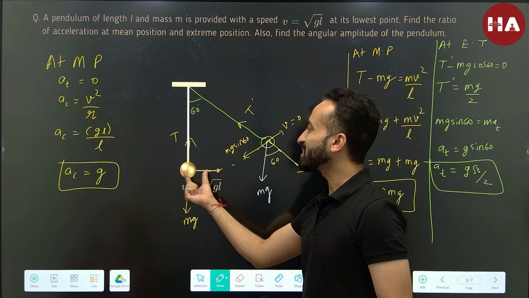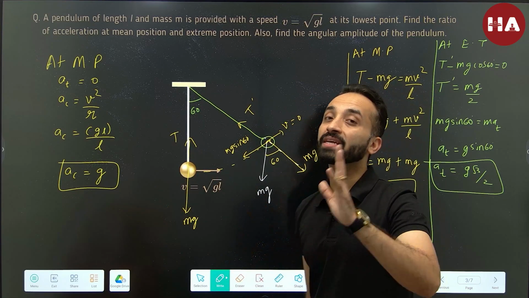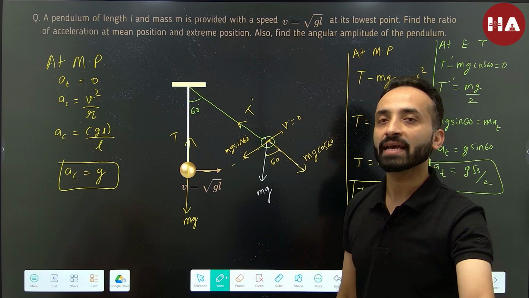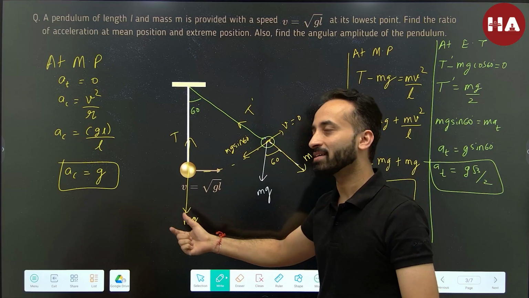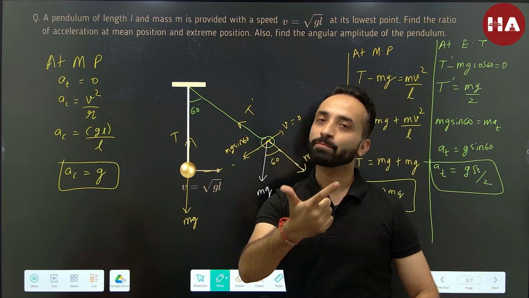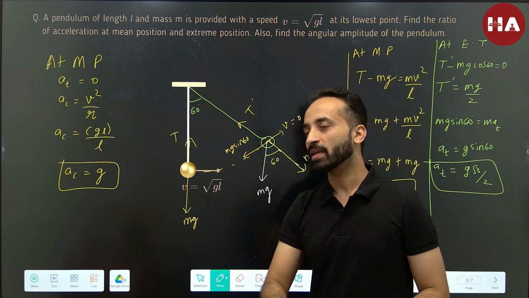Because here the entire acceleration is centripetal, while here the entire acceleration becomes tangential. Here the entire energy is kinetic. Here that converts completely to potential. So there is a lot going on. I hope you were able to understand.